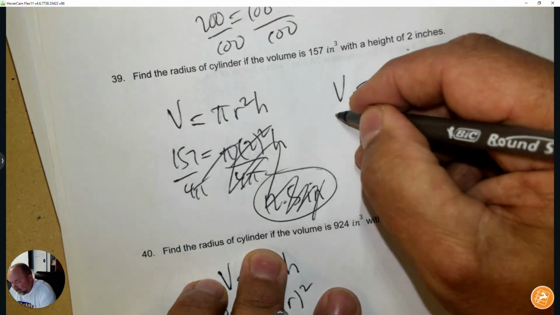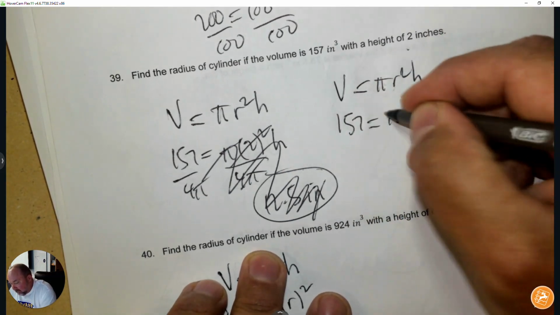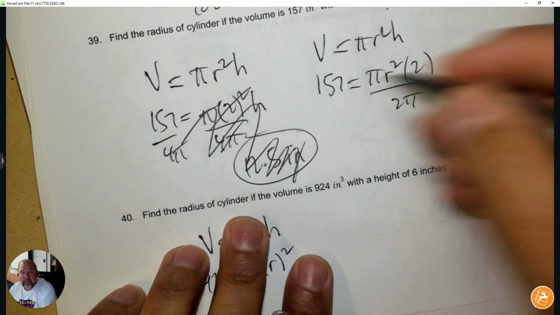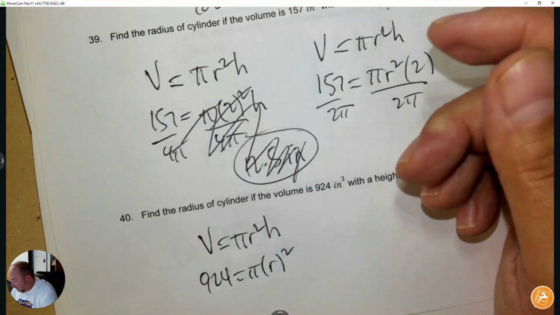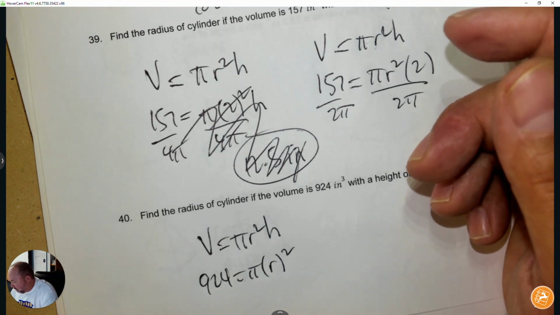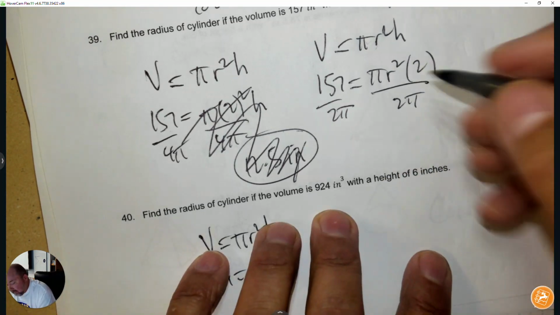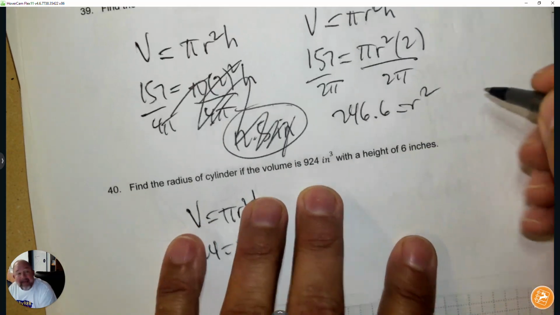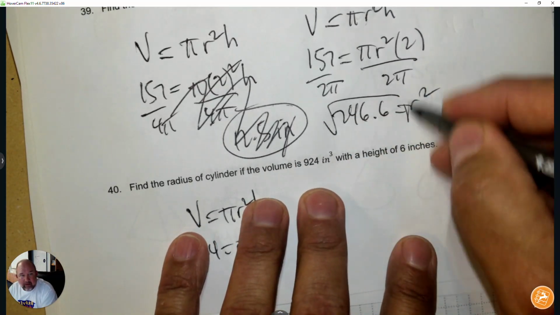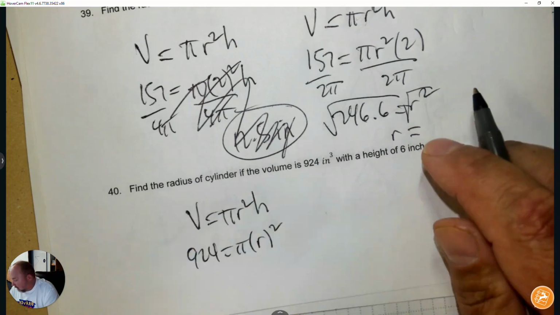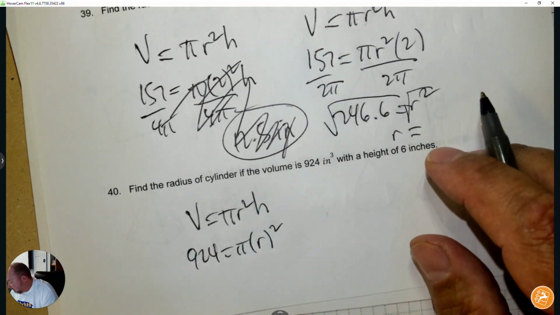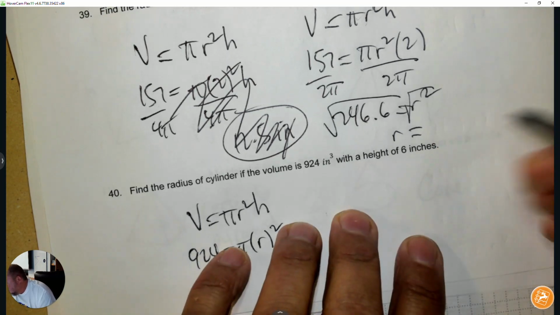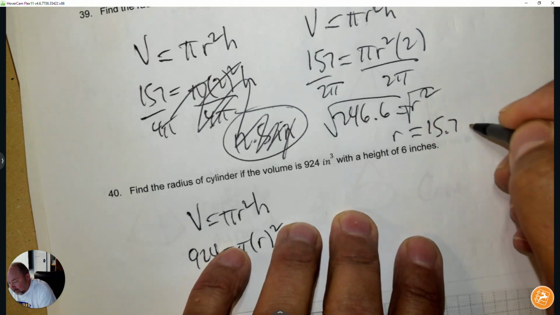So if I did it again, we have 157. I'm looking for the radius, and I know the height is 2. So I'm going to divide by 2 pi to begin with and get an answer. So 157 divided by 2 pi. That's 246.6. And then I'm going to square root to get r by itself. So when I square root that number, that will give me the answer. And that's 15.7. And that's in inches.